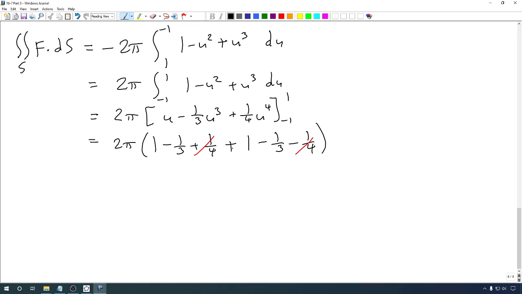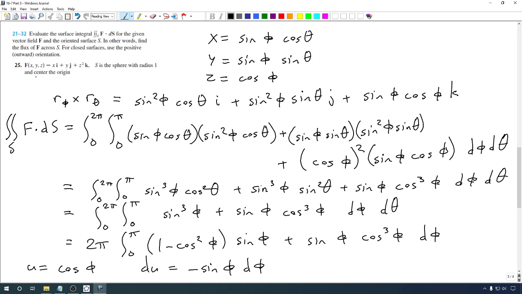The rest of it doesn't. They actually combine. We get 2 minus 2/3. And overall, this comes out to be an 8/3. The inside turned out to be a 4/3 times the 2 pi that we already had. So 8 pi over 3 is the integral of this vector field through the sphere of radius 1.